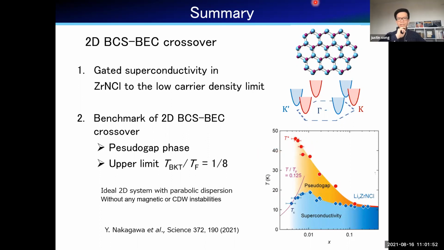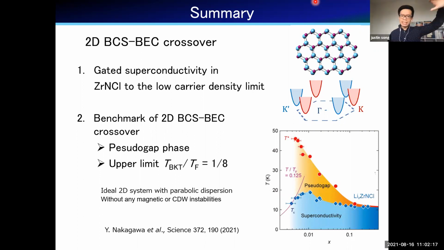So you're saying that in 2D, just because of its dimensionality, however arbitrarily weak your potential is, you'll always be able to form a pair. Whereas in 3D, it's a detail question. You have to fine tune and make sure that it's large enough. Exactly. But it is a two-body problem, not a many-body problem. Yes, that's right.